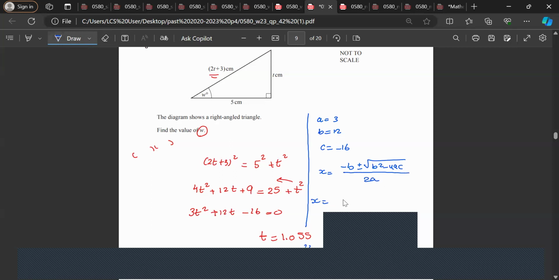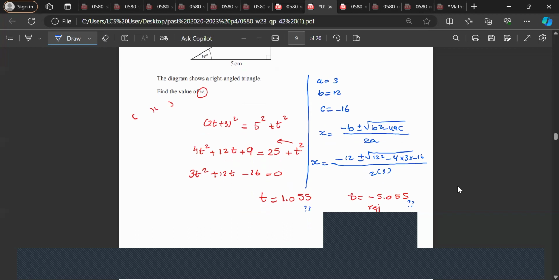Then substitute: negative 12 plus or minus the square root of 12 squared minus 4 multiplied by 3 multiplied by negative 16, all of this over 2 multiplied by 3. And then forget about this and do it by the calculator, mode 5, 3. You will get the answer like this. Any problem? And this is rejected. Now you have t like this.